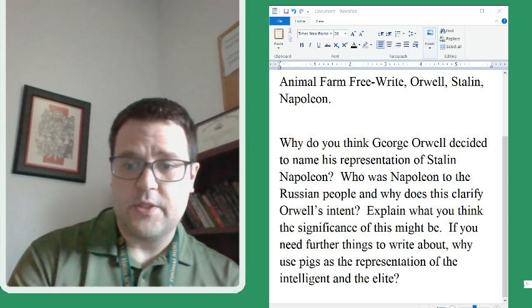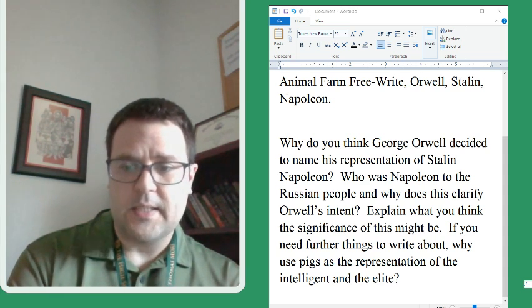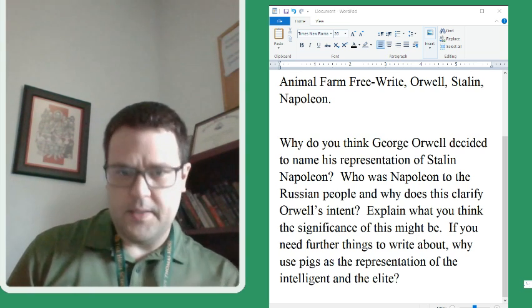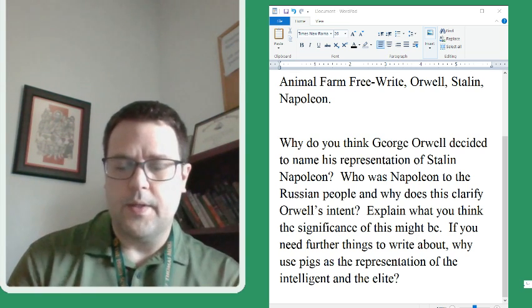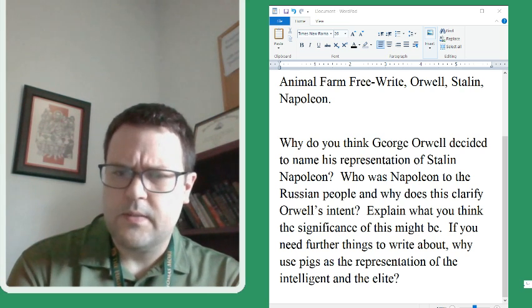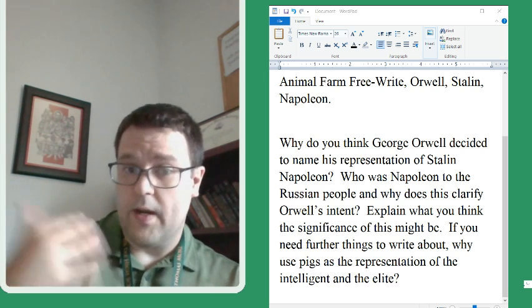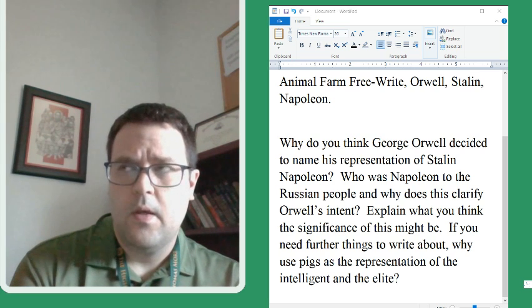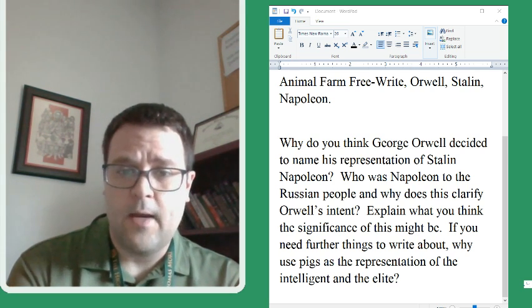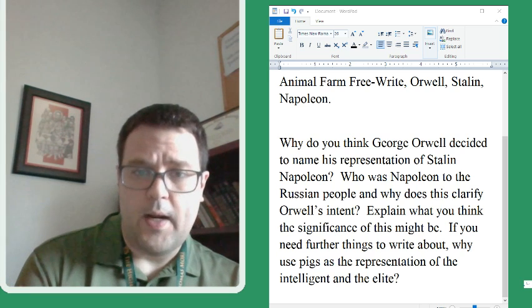If you need further things to write about, why use pigs as the representation of the intelligent and the elite? Right, so why does he, with Squealer and Snowball and Napoleon, why pigs? Why do you think he uses pigs? If you're having trouble coming up with things, keep writing about Stalin, Napoleon, and Orwell. So go ahead and pause now, and then we'll pick up right afterwards.